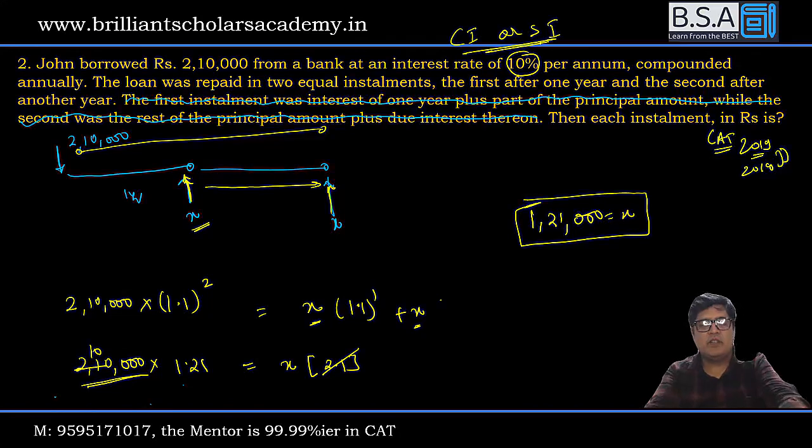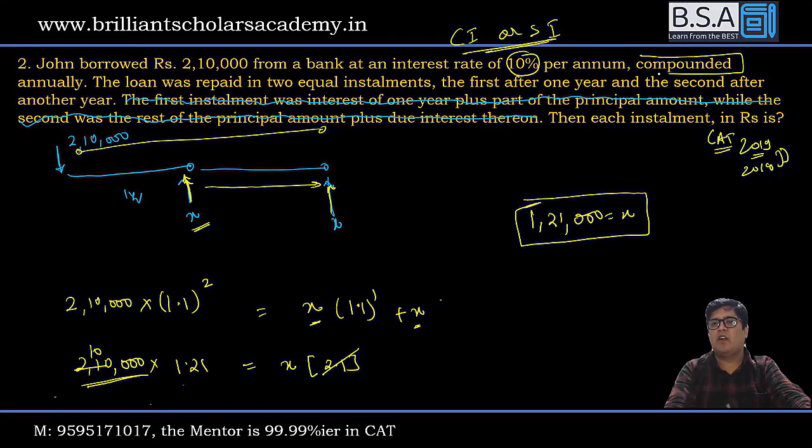Does the question anywhere say anything about CI or SI? Yes, it says compounded annually here. Even if this was not mentioned, installments are there. By default, it is always SI.